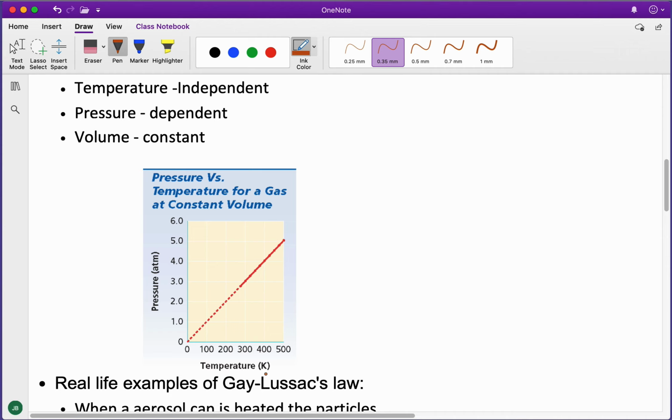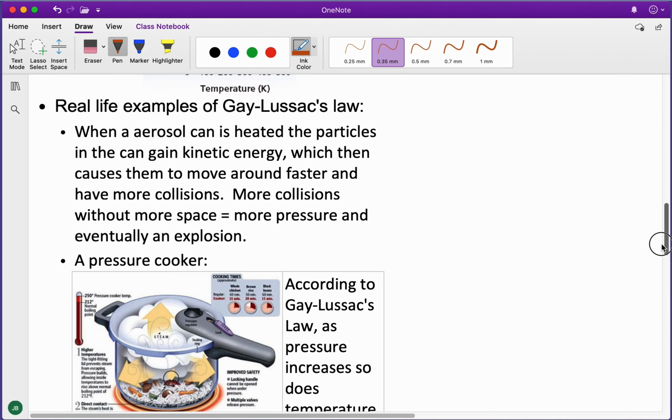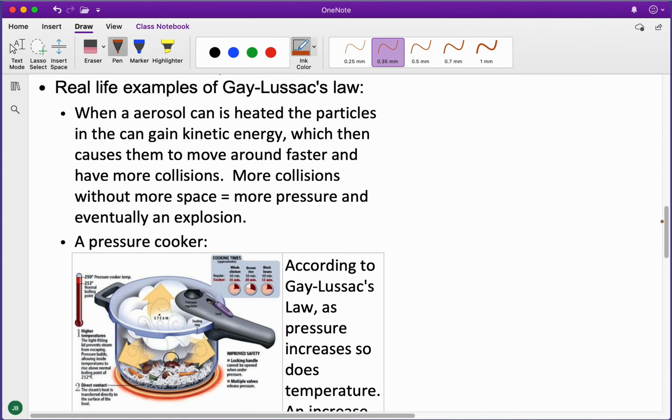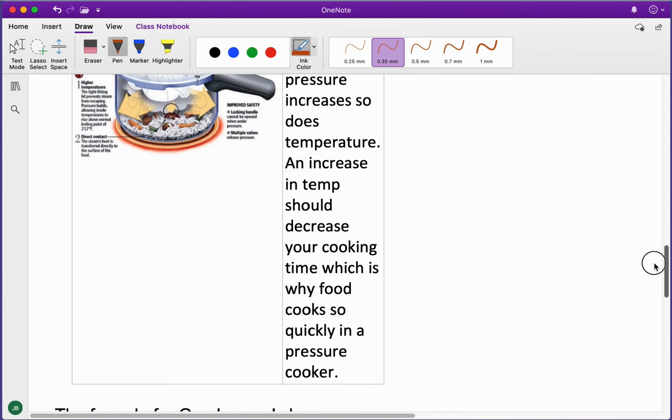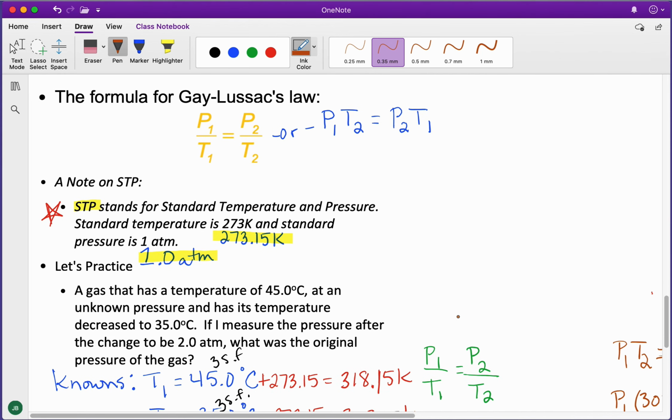We see that temperature is graphed on the x-axis and pressure on the y. Don't forget, for Gay-Lussac, just like with Charles, temperature must be in Kelvin. So you do have to do that conversion. That is something that you're going to have to memorize. We had some real life examples of Gay-Lussac's law. And then we have our formula: P1 over T1 equals P2 over T2, or you can say pressure 1 times temperature 2 equals pressure 2 times temperature 1.